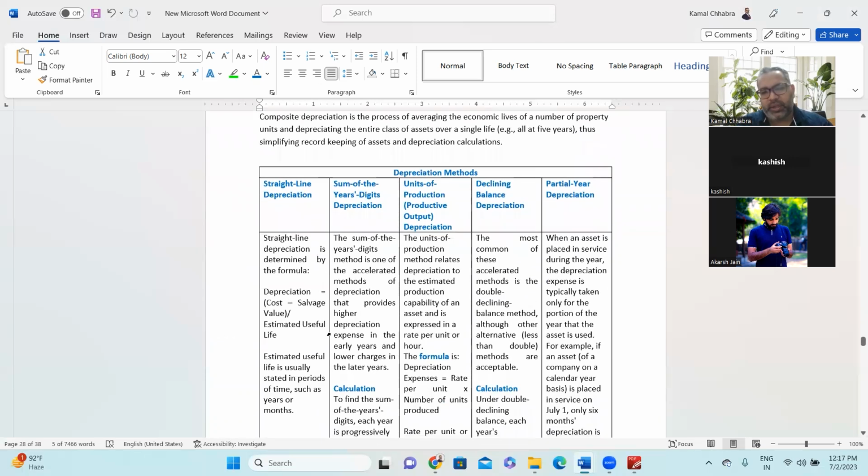Maybe we can take a break now, because the next topic is bigger. It may not be finished in 10-15 minutes, which is depreciation methods. So all 5 types of depreciation methods we'll be discussing, and then we'll do certain practice questions before we jump on to the next topic.